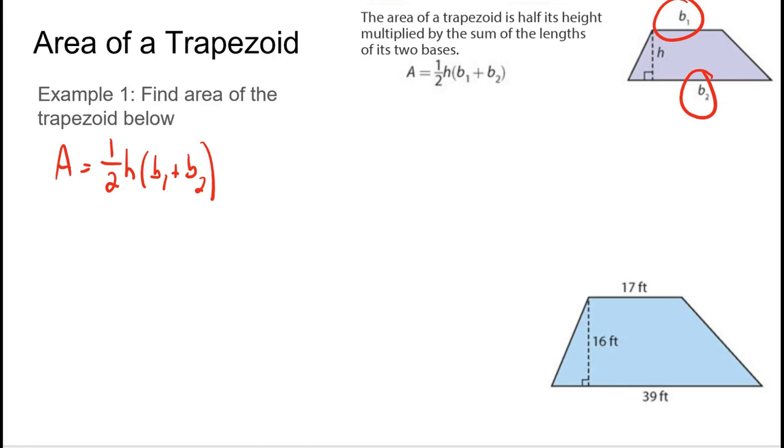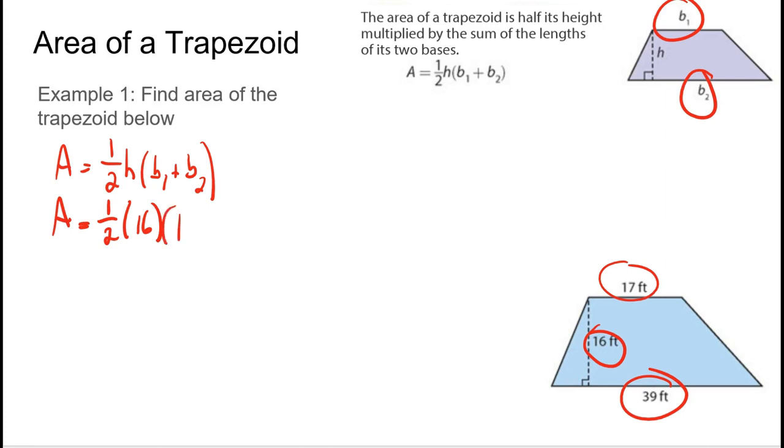Let's take a look at the example of our trapezoid in the bottom right corner. First thing we need to do is plug in all of the information that we need. So we have the height, we can plug that in. That is, in this case, 16. We have base 1 is 17, and base 2 is 39. It doesn't matter what order you put them in, because you're just going to add them together anyway. So you could do 39 plus 17, or you could do 17 plus 39.